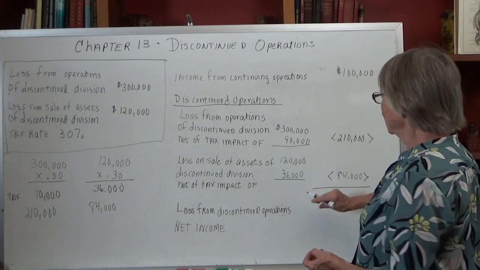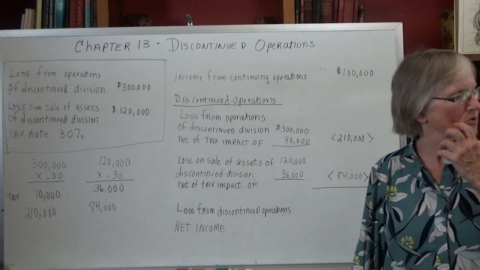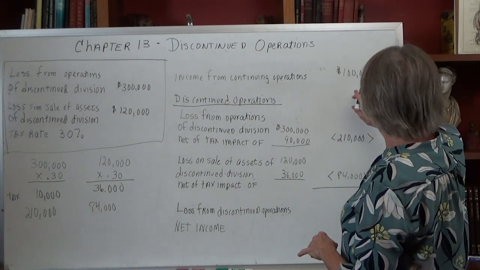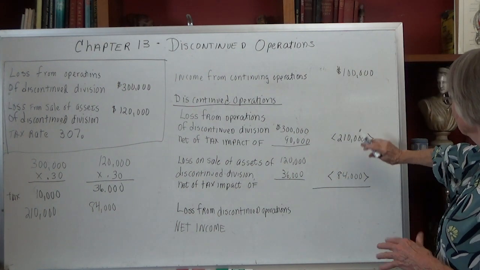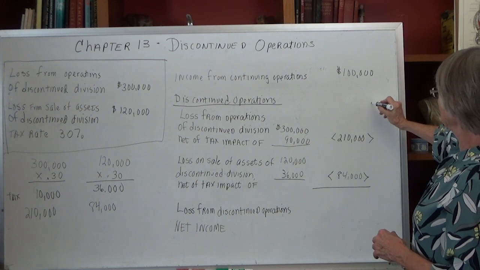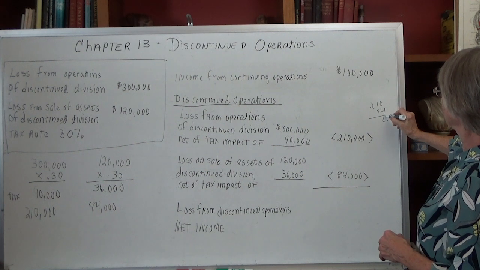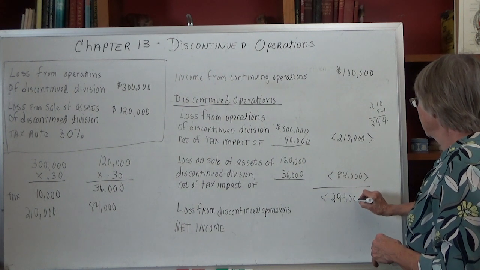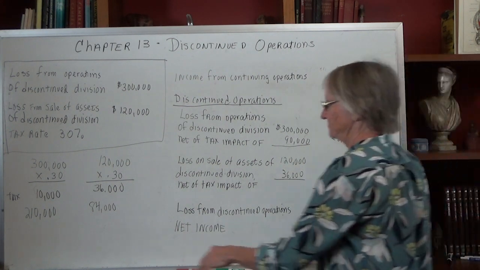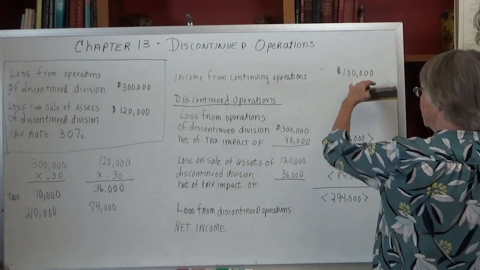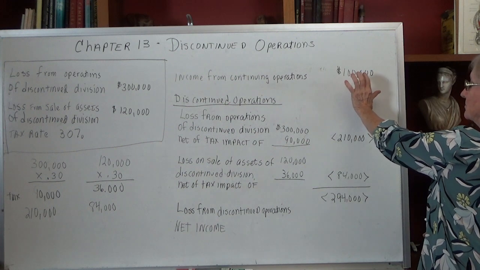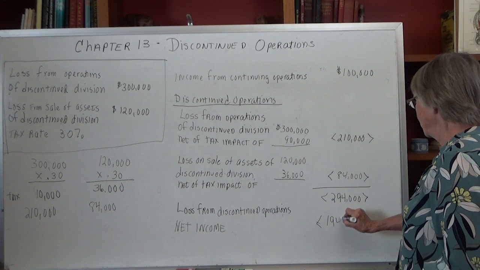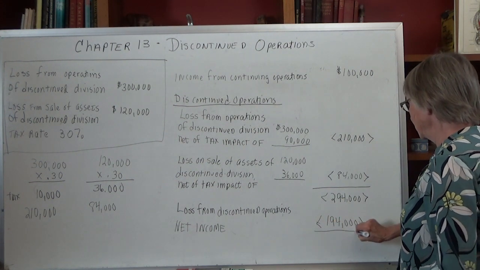Okay, so we have a total loss from our discontinued operations. We total these two amounts, 210 and 84, so we have a loss from discontinued operations of 294. Then we had 100,000 of income from continuing operations, minus this, so we would end up with a net income of negative 194. Obviously, they need to start doing something different.